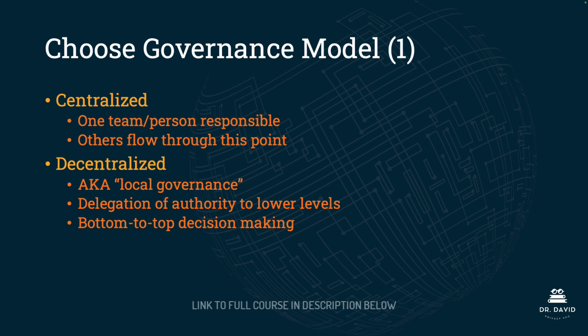A centralized model is where we have one team or one person who is responsible for a project, for developing an AI system, or for the AI governance body. And everyone else that is a part of this organization, their work is going to flow through this point. Again, this one individual or one office. In contrast, a decentralized model, which is also known as local governance, delegates authority to the lower levels. This method of governance is a bottom to top decision making, whereas centralized is going to be top to bottom.